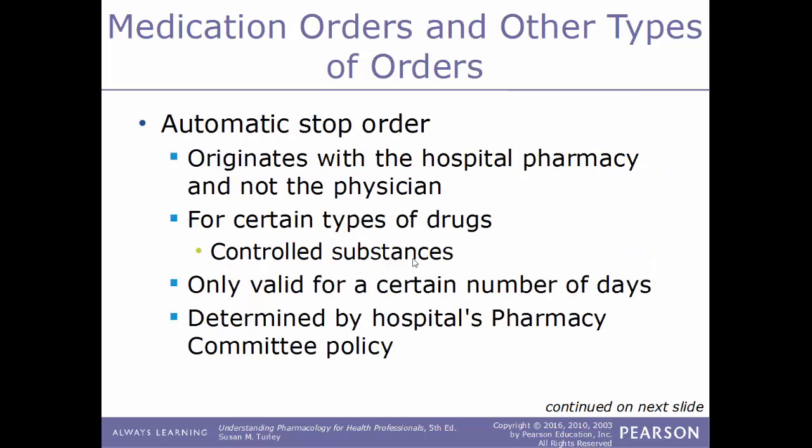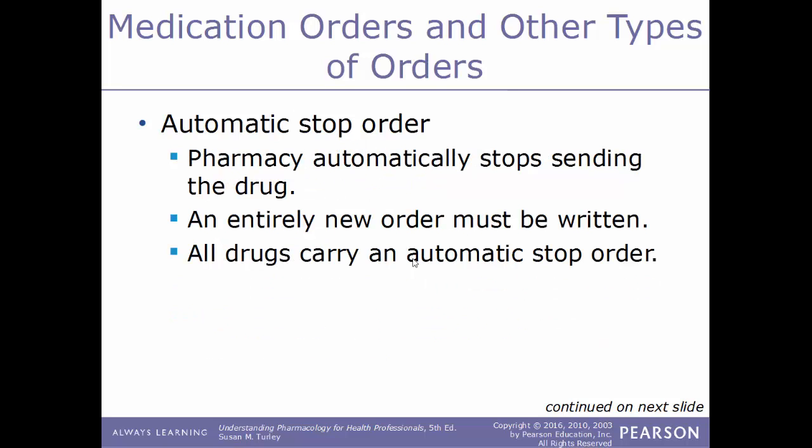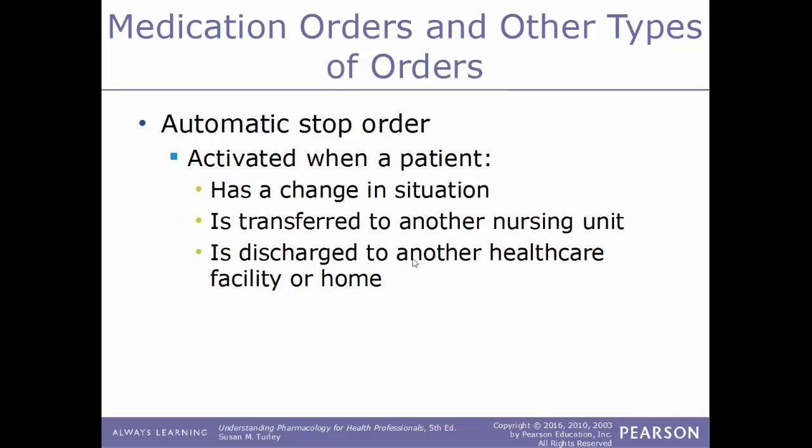An automatic stop order. This originates from the hospital pharmacy and not the physician, and these are used for certain types of drugs, controlled substances, for example, and these are only valid for a certain number of days. And this issue of an automatic stop order is determined by the hospital's pharmacy committee policy. When this order is issued, the pharmacy will automatically stop sending the drug to the patient, and then an entirely new order must be written by the physician. And all drugs carry an automatic stop order. Now, these are issued when a patient has a change in their situation, if they're transferred to another nursing unit, or if they are discharged to another healthcare facility, or if they're discharged to go home.